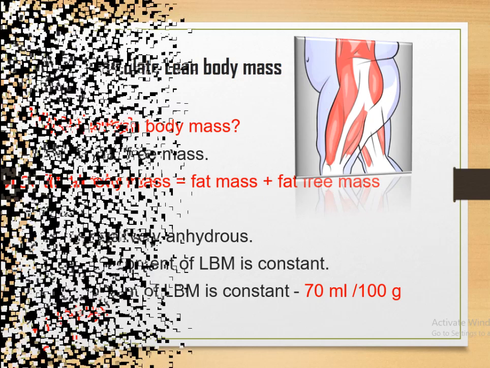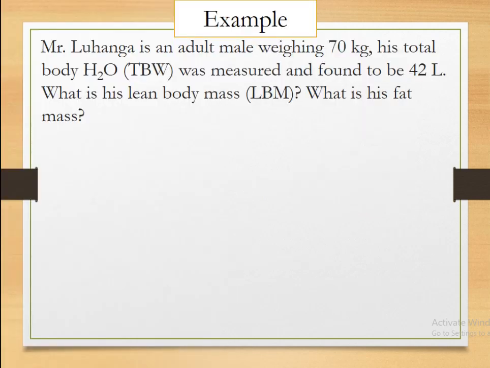Okay. Now, let me give an example of a calculation which is involving what we have just said. So, Mr. Luhanga is an adult male weighing 70 kg. So, this is the mass of the person, 70 kg. His total body water was measured and found to be 42 liters. What is the lean body mass and what is his fat mass?